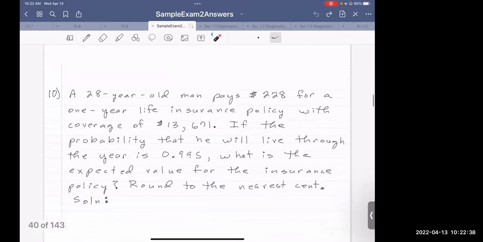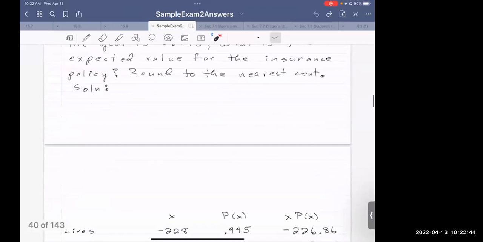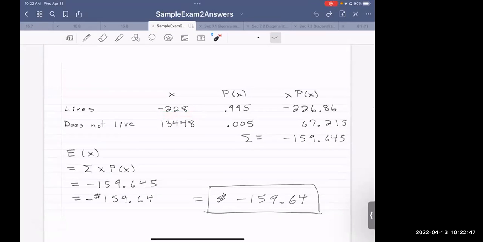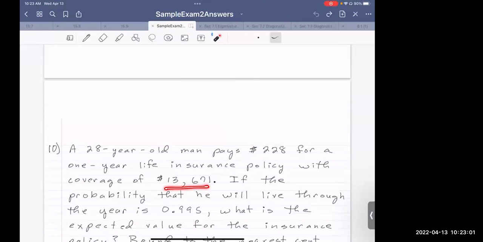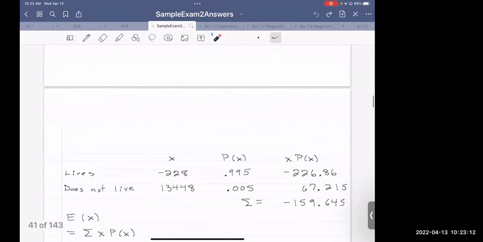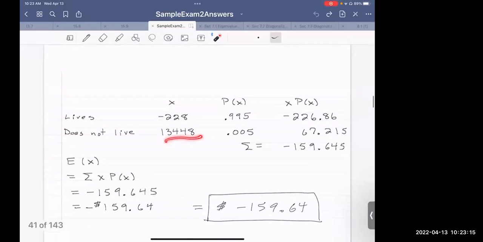He must pay $228 for his life insurance policy. If he lives, he's paid $228 and that just goes down the drain. And so he loses the $228. However, if he does not live, he dies within 1 year, then the insurance policy pays him $13,671. He had to, however, pay $228 for that. And so he will have made $13,448 if he dies within 1 year.